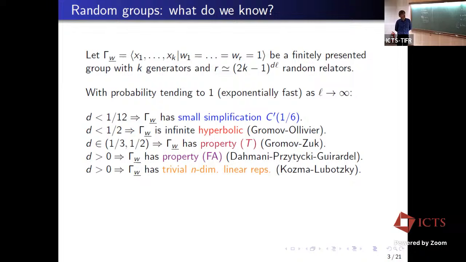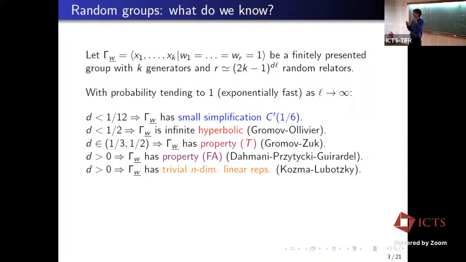Anyway, for random groups, that's very easy to prove, this first line. It's not very hard. The second line here is that, in fact, as soon as d is less than 1/2, then the group is infinite and hyperbolic. This is a theorem of Gromov, whose proof was written by Ollivier. On the other hand, when d is bigger than 1/2, your group is trivial or Z mod 2Z with very high probability. And when I say with very high probability, in fact, the set of exceptions to this is a very tiny set of presentations.